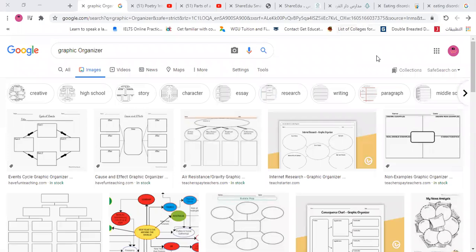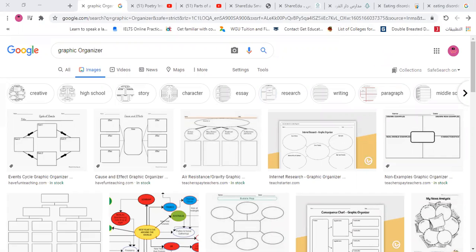So right now, my grade 6, we are going to talk about graphic organizers and how to use them in our writing, and how they can make our writing and comprehension of stories super easy. What does a graphic organizer mean in the first place?